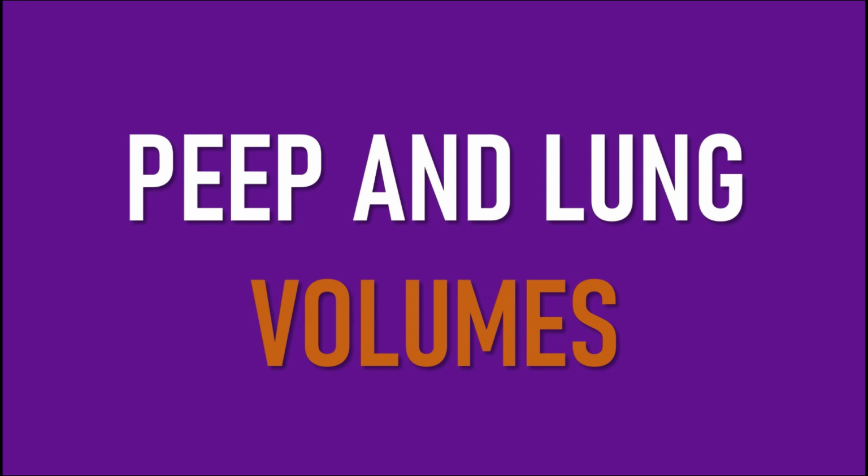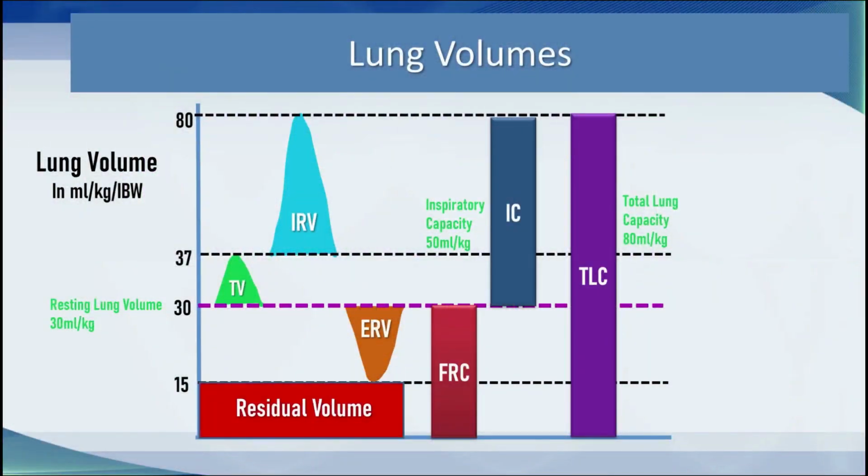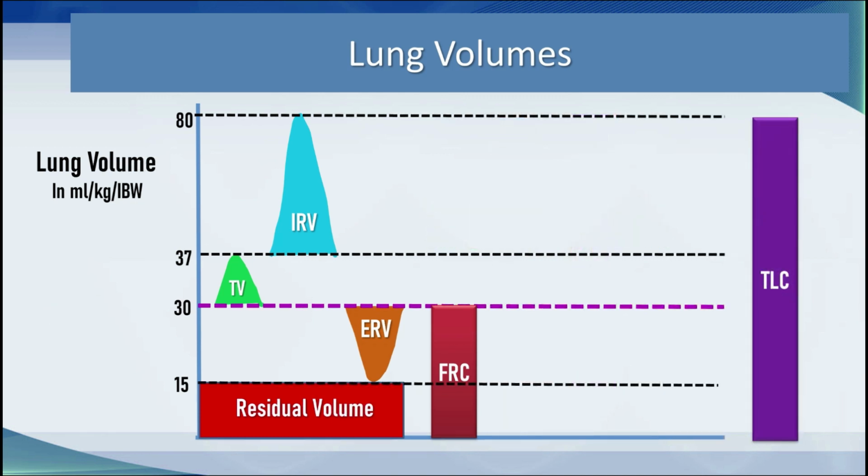Let's see how PEEP and CPAP impact lung volumes. In our previous tutorial, we discussed lung volumes and capacities. I described 4 different lung volumes: tidal volume, inspiratory reserve volume, expiratory reserve volume, and residual volume. I also discussed 3 different capacities: total lung capacity, which is 80 mils per kilo, inspiratory capacity 50 mils per kilo, and functional residual capacity 30 mils per kilo. Although we can exhale down from tidal volume to residual volume, along the way gas gets trapped in the alveoli due to dynamic airway compression.